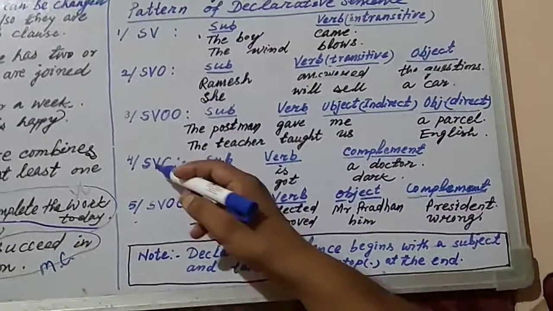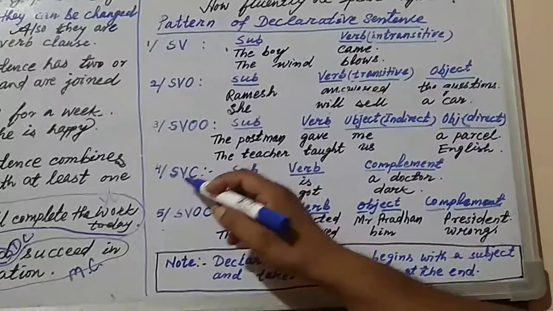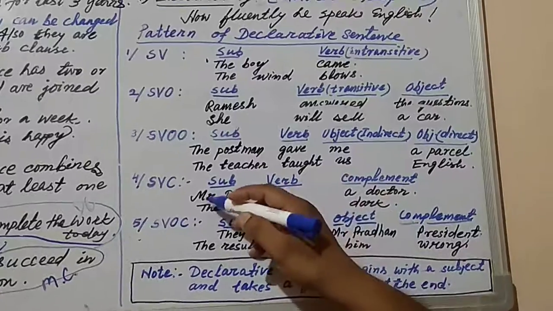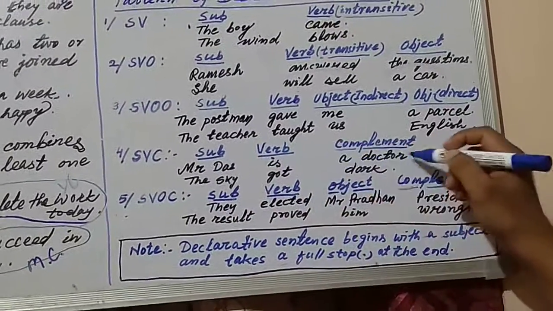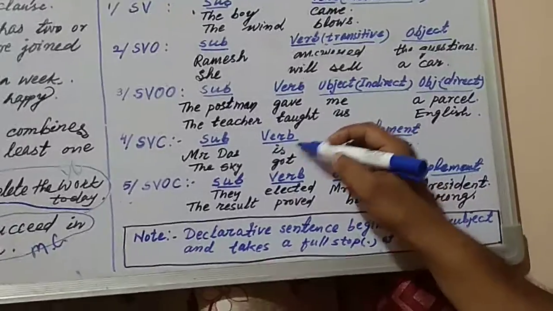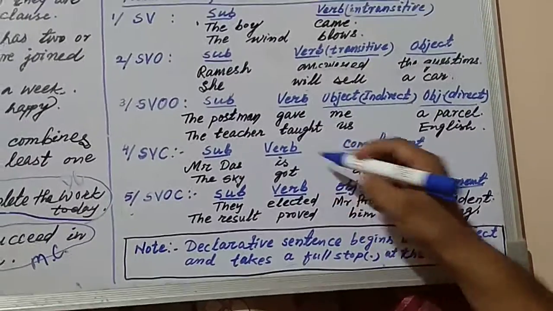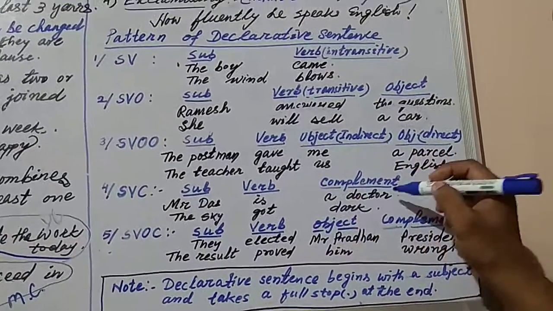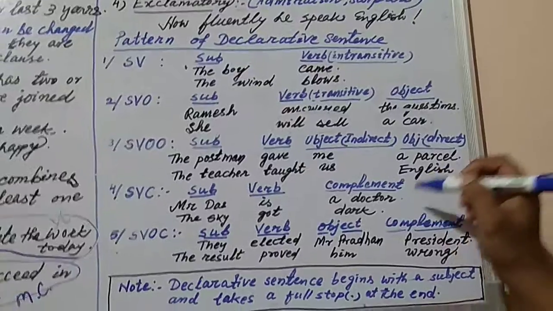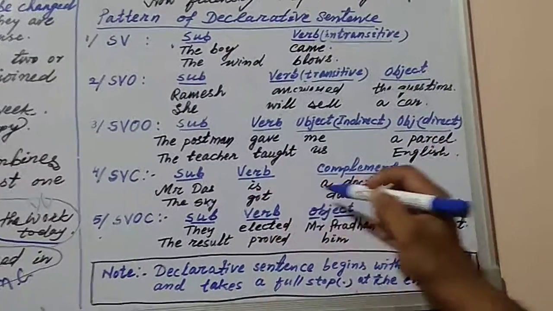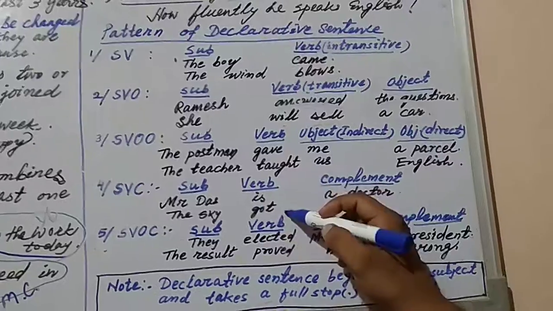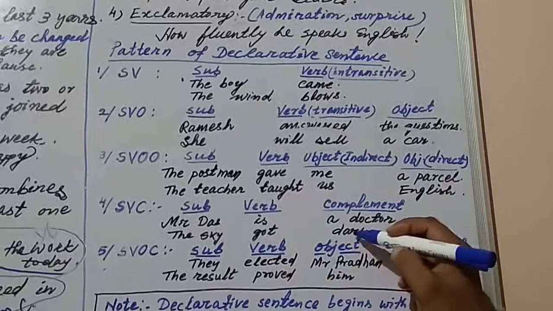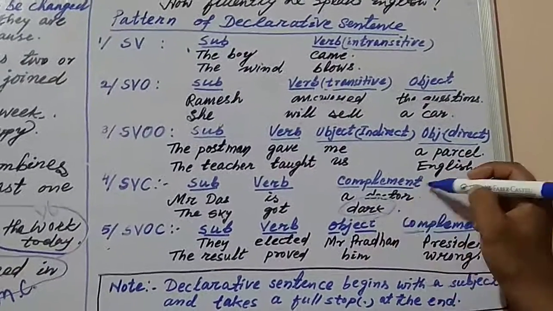The third one is SVC. What is SVC? S means subject, V means verb, and C means complement. So Mr. Das is a doctor. You see here, Mr. Das is. This sentence is not completed here. If we add this word, a doctor, it will be completed. So a doctor is here complement. The sky got dark. If we leave here, the sky got, it is meaningless. So this sentence completes with the word dark. So dark is here complement.